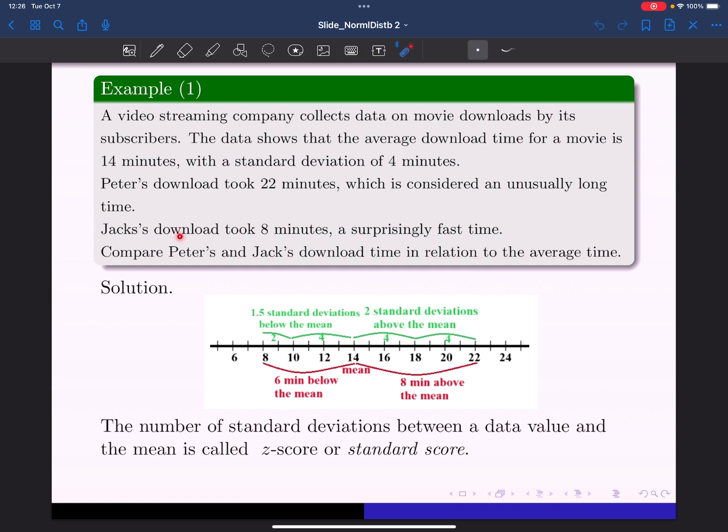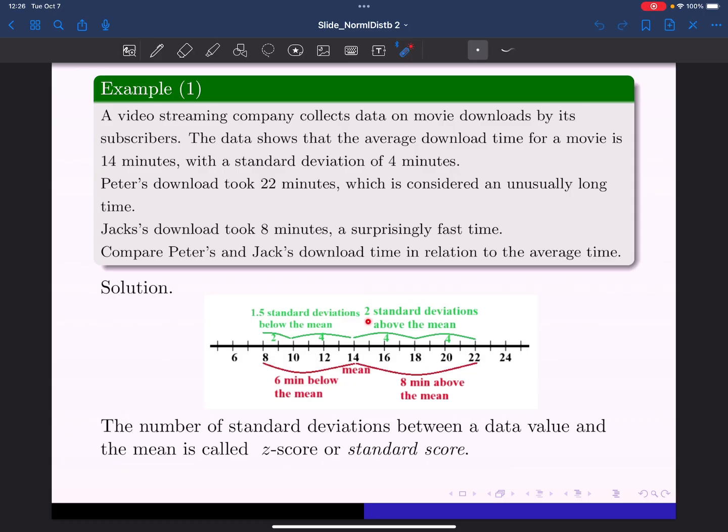Now, Jack's download time is 8 minutes. So if we mark the 8 minutes on the number line, we see that we are 6 minutes away from the average, from the mean. If the standard deviation is 4, and then from 4 another half would be 6. So Jack's download time is 1.5 standard deviations away from the mean, or below the mean. So if we look at how many standard deviations, we can compare the two data sets.